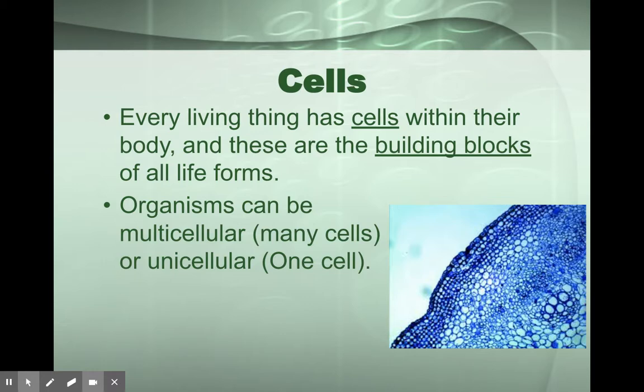Every living thing is made of cells. Every living thing has cells. Okay, and cells are the building blocks of all life forms. Organisms can be multicellular. Anything that you see that is alive, like grass or a bush or a tree or a hummingbird or your next door neighbor, they are all multicellular organisms. They have many millions, many billions of cells. Or some organisms are only one cell large, and you can only see them in the microscope.